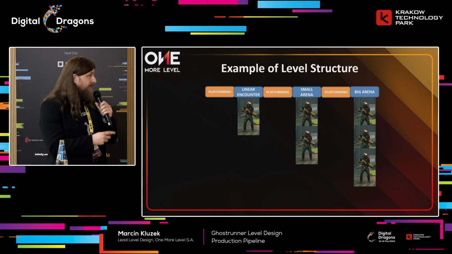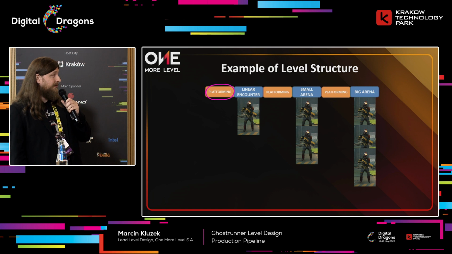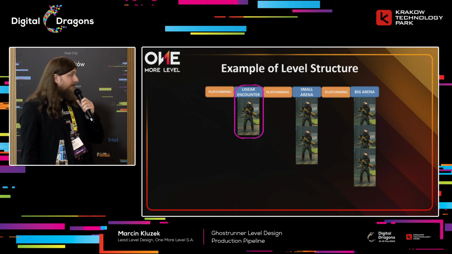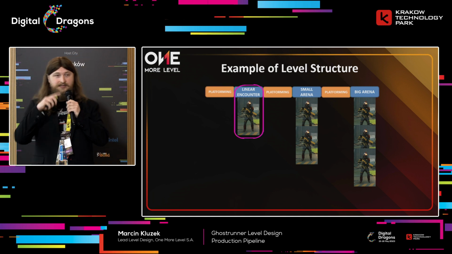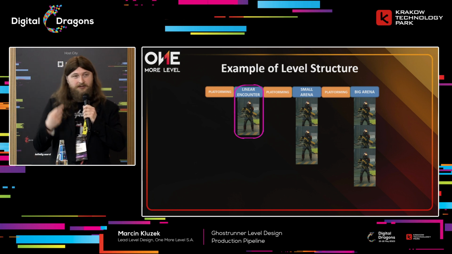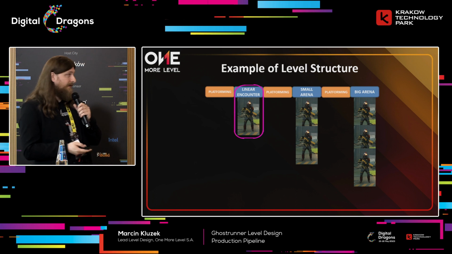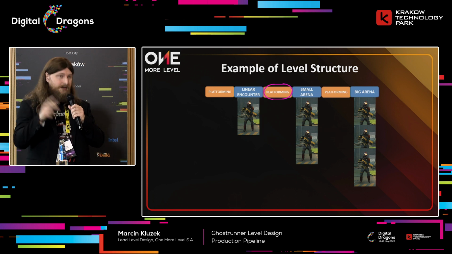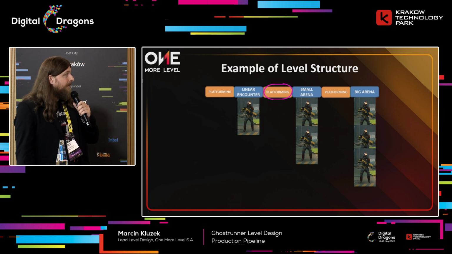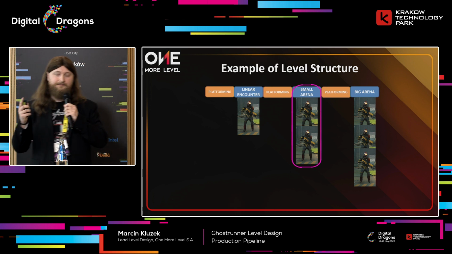So it could look like this. So the first platforming section is easy. Then you have linear encounter where you show to the player how the enemy works. So he's not distracted by anything else, just this enemy. Then you have breeder after the fight. Then we have escalation in small arena.